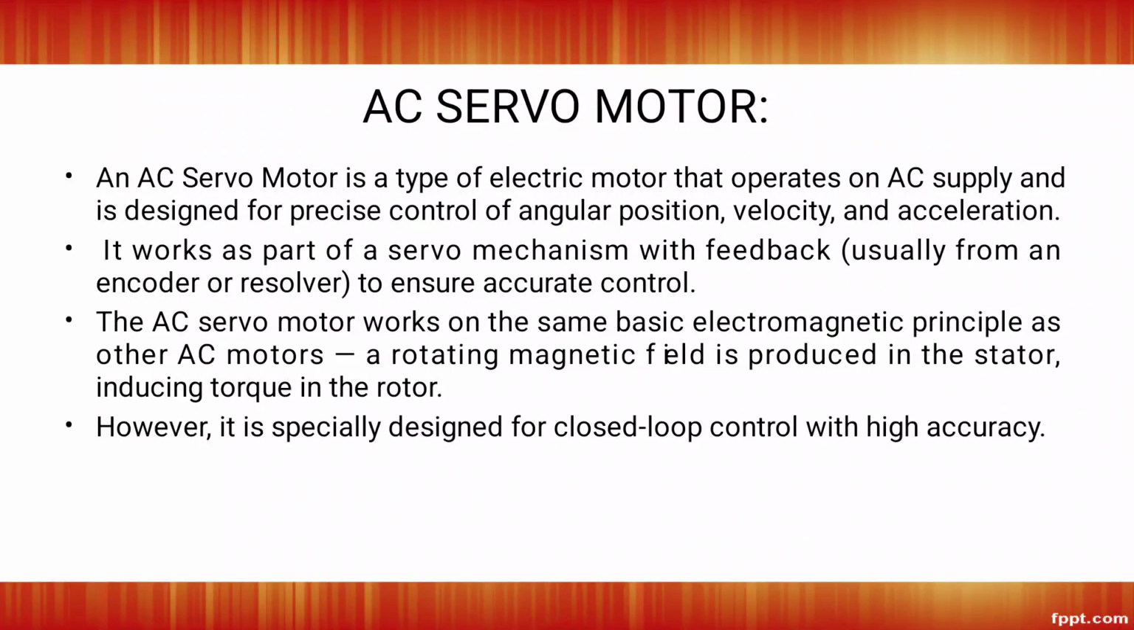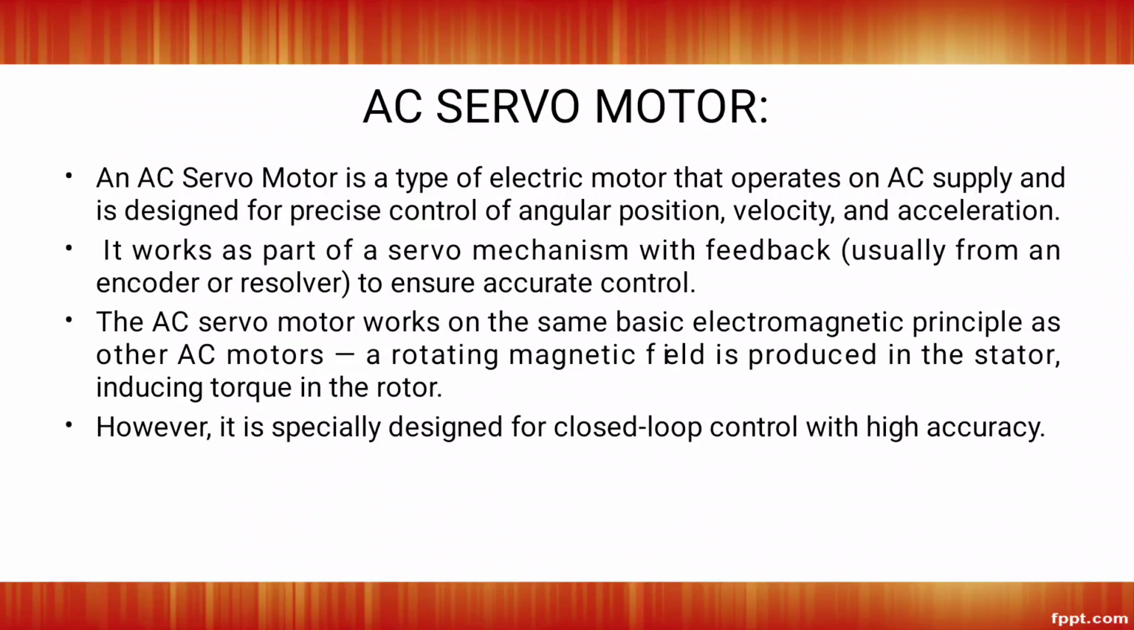Next is AC servo motor. An AC servo motor is a type of electric motor that operates on AC supply and is designed for precise control of angular position, velocity and acceleration too. The only difference from a DC servo motor is that it operates on AC supply and a DC servo motor operates on DC power supply. So an AC servo motor works as a part of a servo mechanism with feedback to ensure accurate control.